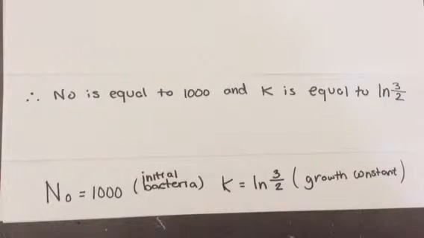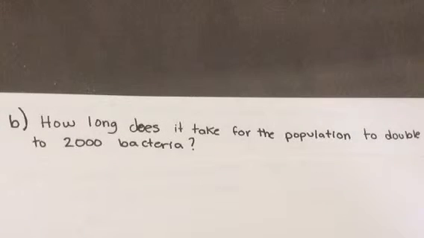Therefore, we have determined that N0 is equal to 1,000. This is the initial amount of bacteria in the petri dish, and k is equal to ln(3/2), and this is the growth constant. Now I will move on to letter B, in which I am asked how long it takes for the population to double to 2,000 bacteria.